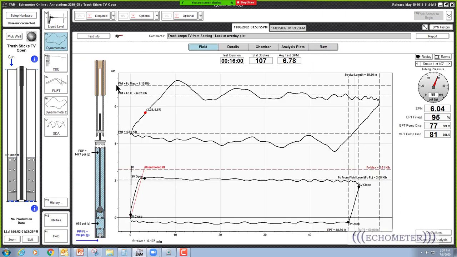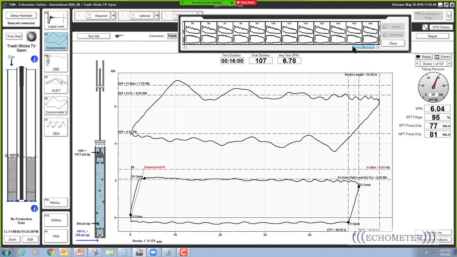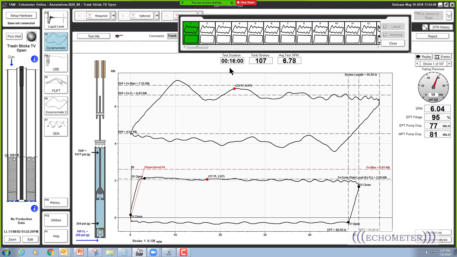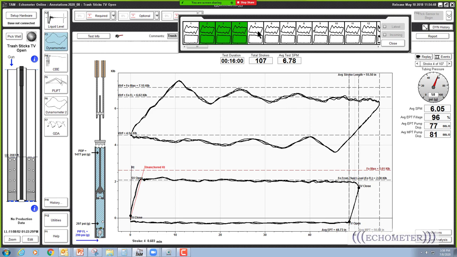So there's stroke number one, and I want to add some additional strokes. And so here are the strokes, and I want to overlay these strokes on top of stroke number one. I'm going to hold down the control key on my keyboard and go stroke number two, and then stroke number three, and stroke number four, and five, and six, and see how well they're repeating?